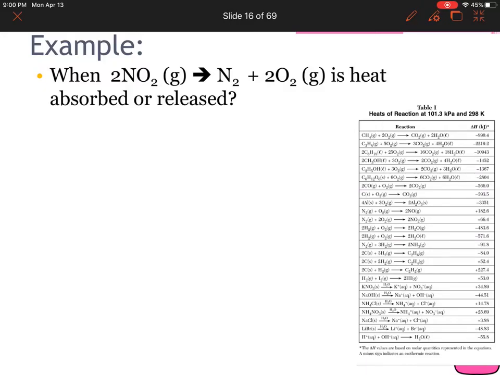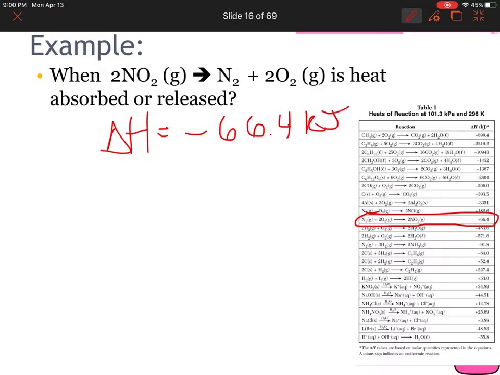All right, so if I look, I don't have this exact reaction on my table, but I have it exactly in reverse. So if I look right here, I have this reaction flipped, and its delta H is positive 66.4. So if I reverse that reaction to match what the question is asking me, the delta H is going to be negative 66.4 kilojoules. Again, I'm looking at that sign. It's negative, so that's exothermic, and heat's being released here.